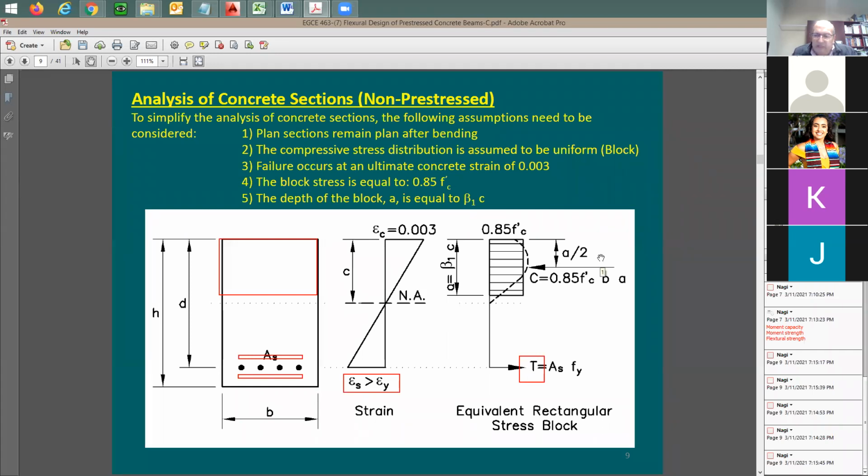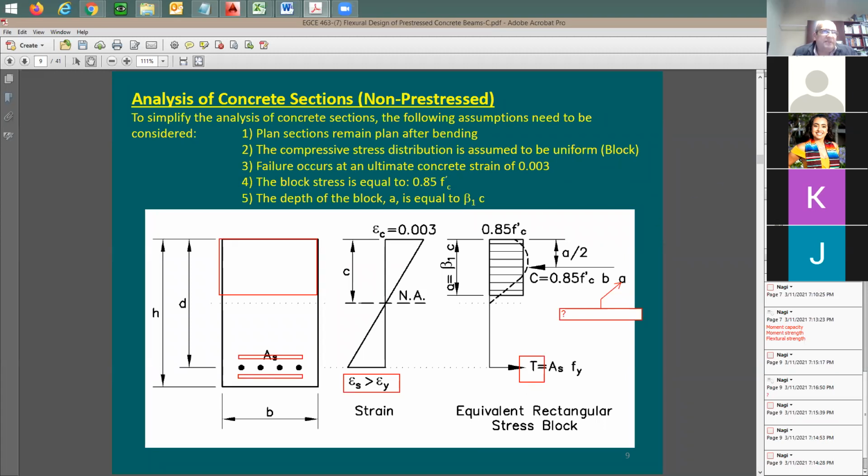Again, you start with having a number of steel rebars that you provide there, which means this tension force is known. In this compression force equation, you have everything except for A. So A is going to be your unknown. I'm going to say this is going to be your unknown here. You say C is going to be equal to T, you solve for A.